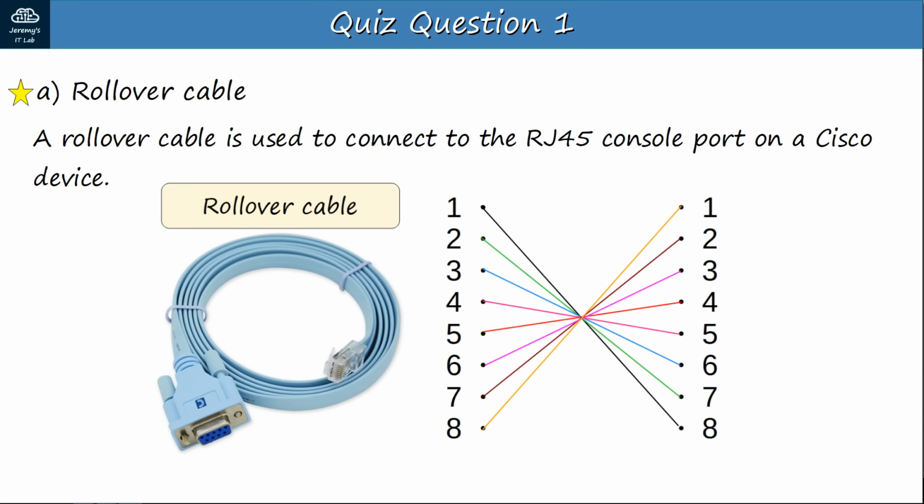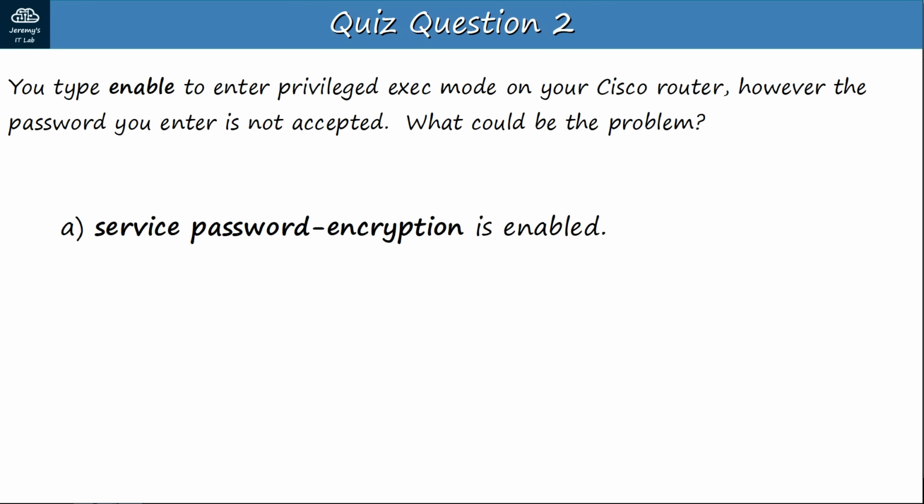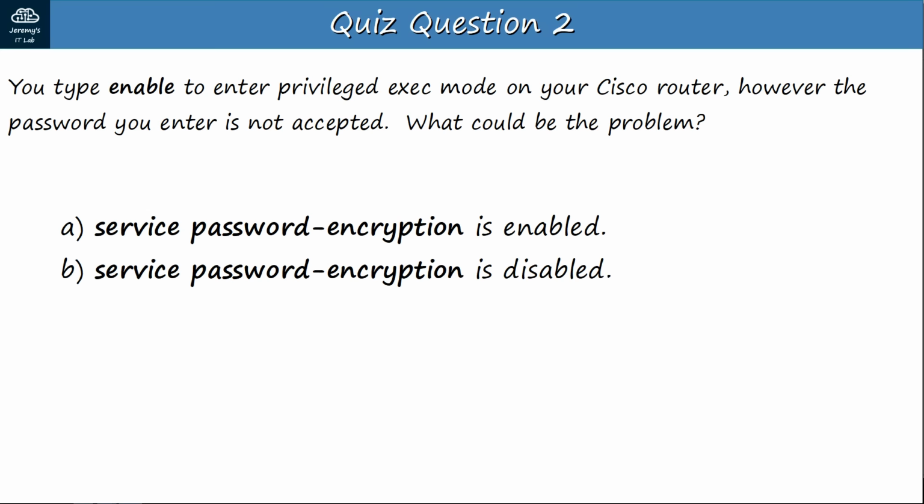Let's go to question 2. You type enable to enter privileged exec mode on your Cisco router. However, the password you enter is not accepted. What could be the problem? A, service password encryption is enabled. B, service password encryption is disabled. Or C, caps lock is on. Pause the video to think about your answer.